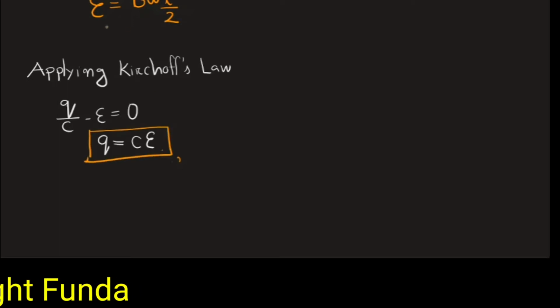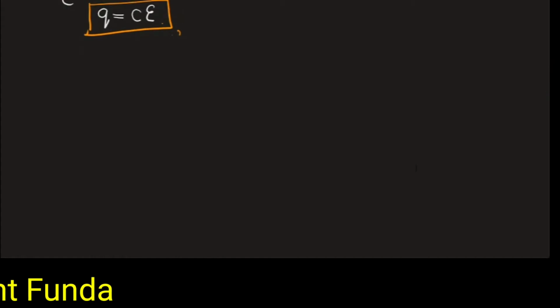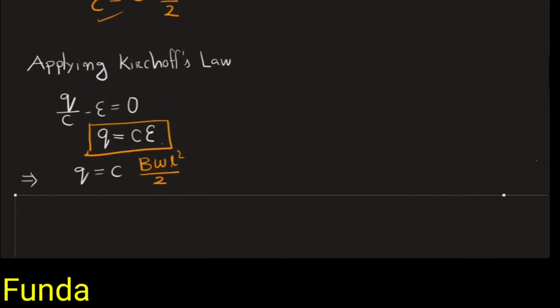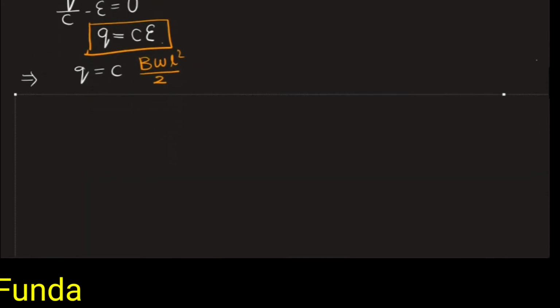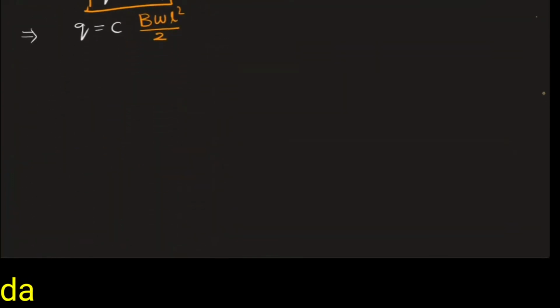And the E value we know is equal to B omega L square by 2. If we substitute the value, we get the charge as a function of omega: Q is equal to C times B omega L square by 2. Once we get the charge on the plate of the capacitor, and there is no resistance anywhere, we can find the rate at which the charge is getting accumulated by differentiating. So we can differentiate the charge and get the current that will be flowing in the rod or to the plates of the capacitor.